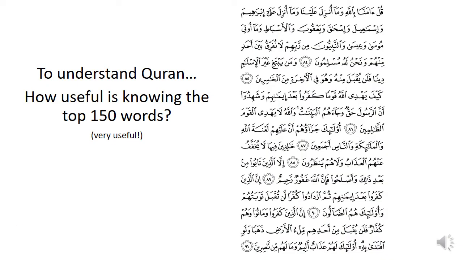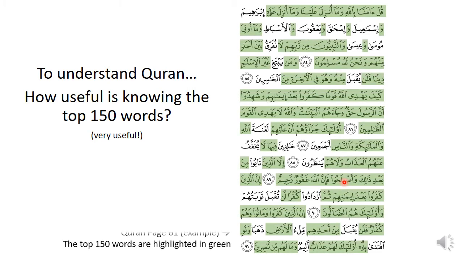So how useful is knowing the top 150 words? We've spoken a lot about those 150 words. We've given some examples of root words. How useful is it to know that, to understand Quran? So this is a page from the Quran. This is page 61. It's just an example page. And what we're going to do, we're going to highlight where those 150 words occur on this page. So you can see here, these are the words in green. These are from our top 150 words. So you can see they occur quite a lot.